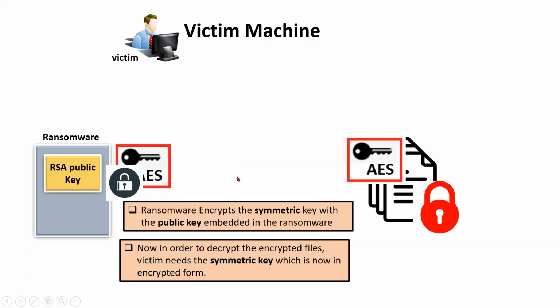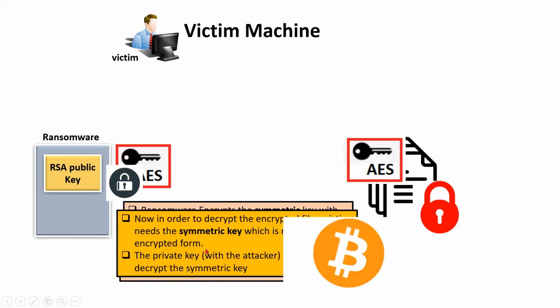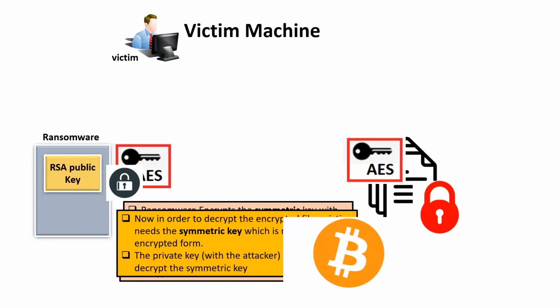But in order to decrypt the symmetric key, the victim is going to require the private key. And now the private key is with the attacker. And in order to get the private key, the victim needs to pay a ransom for it. So this is how the ransomwares use a combination of public and private keys.